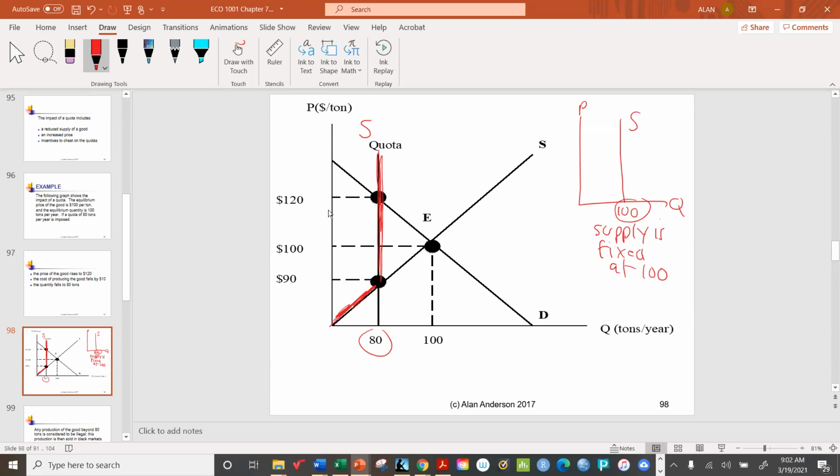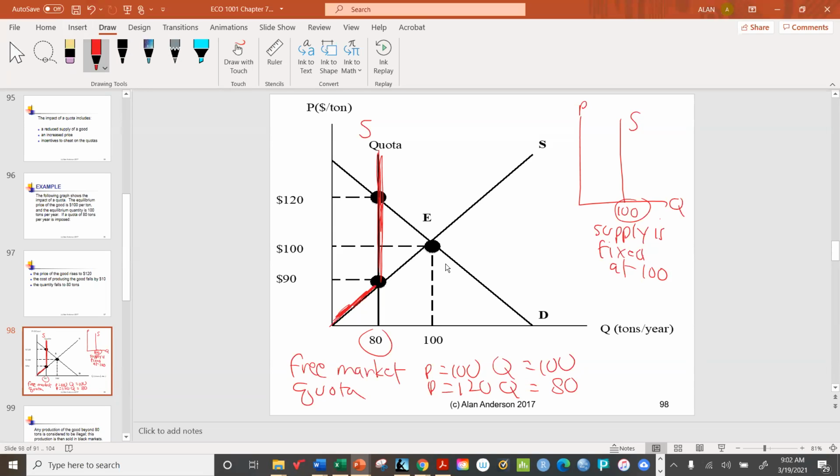And you can see the net effect of this is that previously with a free market, we have a price of 100 and a quantity of 100. With a quota, the price is 120 and the quantity is 80. So you can see there's a problem here. People are paying a higher price and they are receiving fewer units of this good.